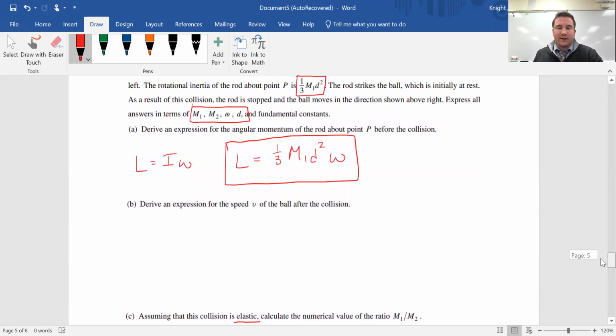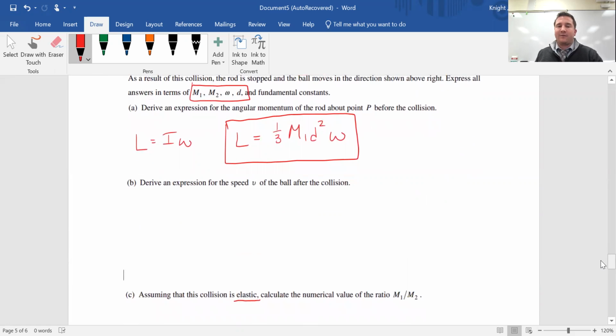Derive an expression for the speed of the ball after the collision. So it's talking about collisions here. What should we do if we're working with a collision? We should use conservation of momentum. In this case, it's conservation of angular momentum.